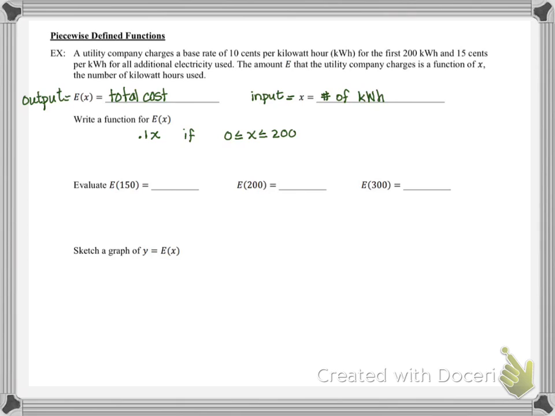We can't just multiply by 10 cents. So then what would you have to do? So 15, or 0.15, so that's 15 cents, right? Times what? Times x?